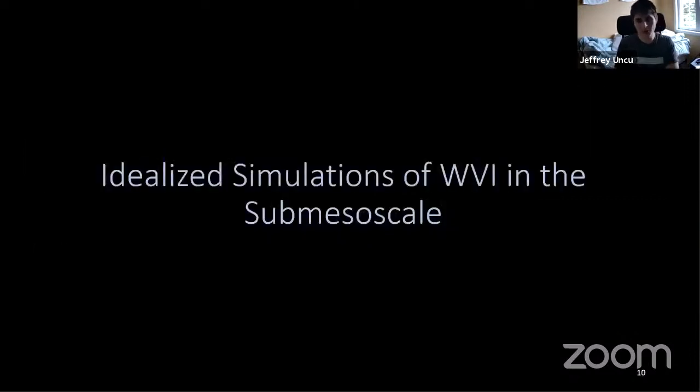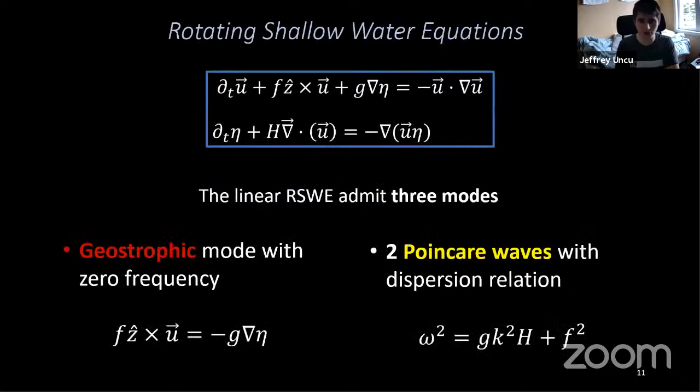So here, I'll be looking at idealized simulations using the rotating shallow water equations. Let me just introduce those real quickly. I'm sure most people are familiar. It's a conservation of momentum here on top and a conservation of mass, where h is the mean depth, eta is a height above the mean depth, and the rest of the variables are as normal. If we linearize these equations, we get three modes which pop out: the geostrophic mode of 0 frequency, and these two linear Poincare wave modes.